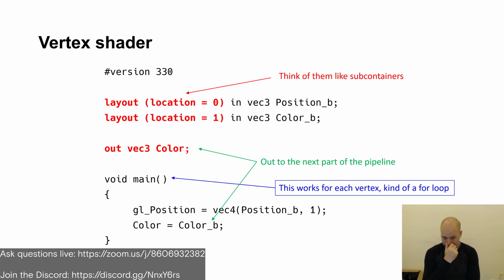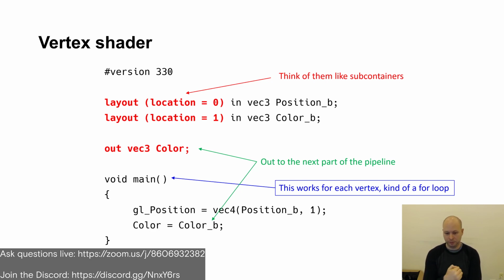Again, you can see here, instead of setting the GL position as we did before, we have a new variable called color, and this is an out. And you'll see very quickly what the out is going to do. So here it's quite simple. This shader is still relatively straightforward.